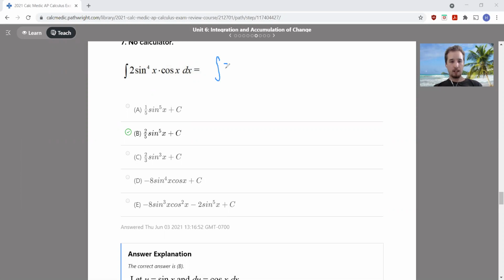I notice I have a sine to the 4th. Whenever I see a parentheses, and you might not see it, but you get sine x, right? Sine to the 4th x, well, you can just make it sine x to the 4th, right? Sine 4x here is the same thing as sine of x to the 4th power, still multiplied by cosine.